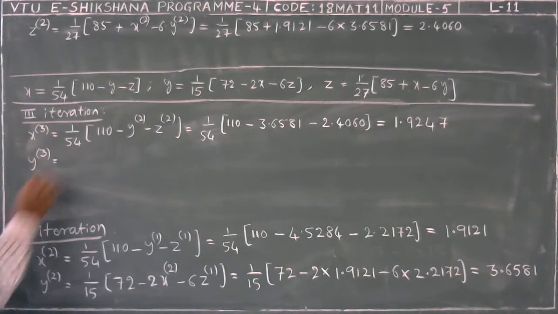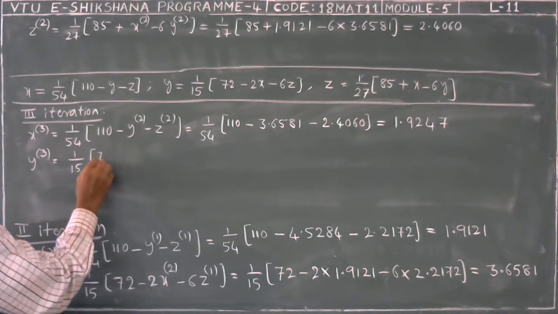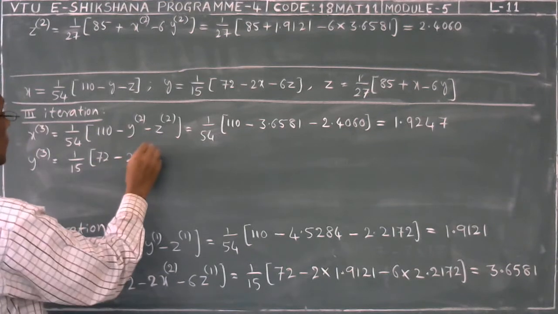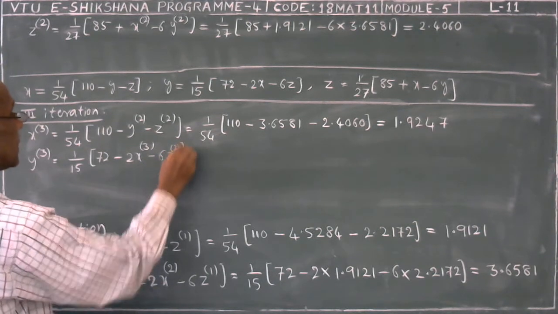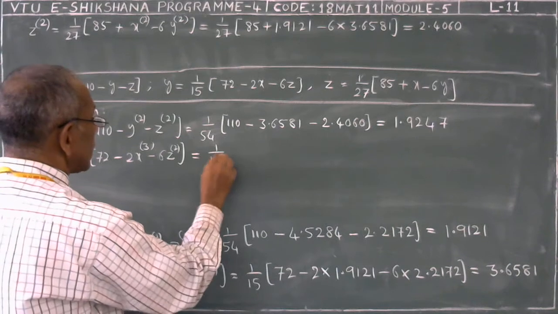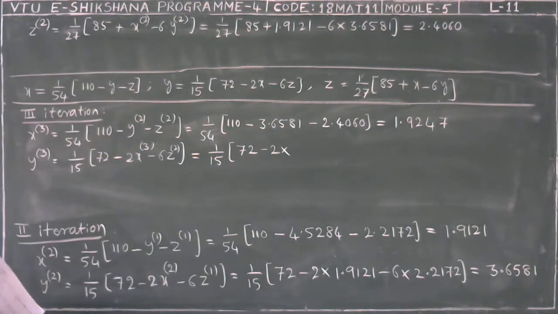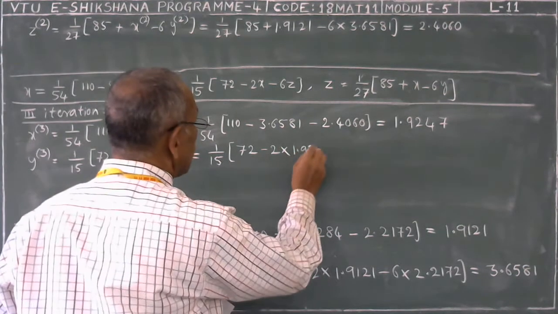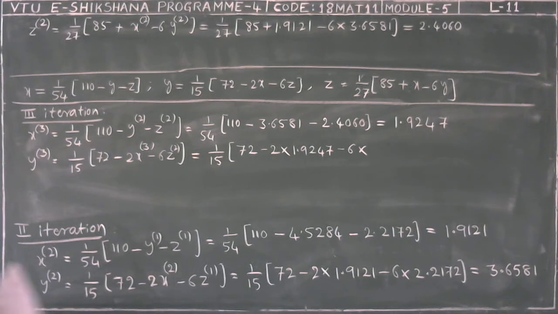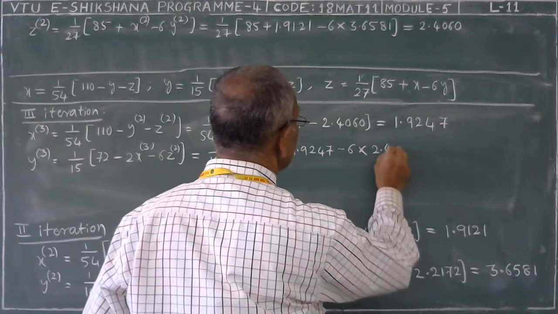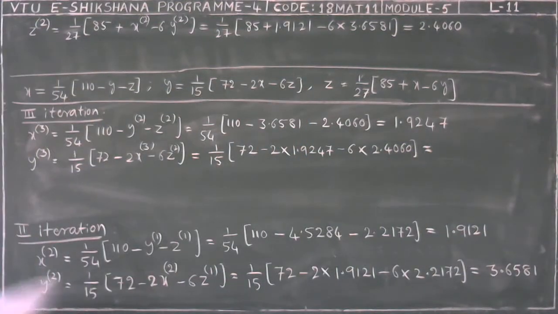we get 1.9247. y3, the third approximation to y, is 1 divided by 50 into 72 minus 2x3 minus 6z2. So this is going to be 1 divided by 50 into 72 minus 2 into x3, 1.9247, minus 6 into z2. z2 is 2.4060. So if you carefully compute, y3 is 3.5809.